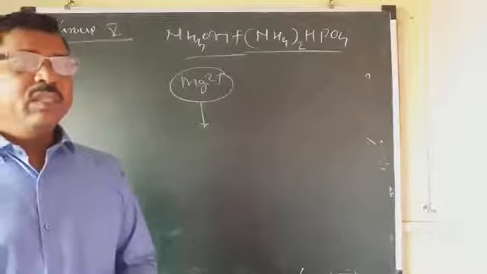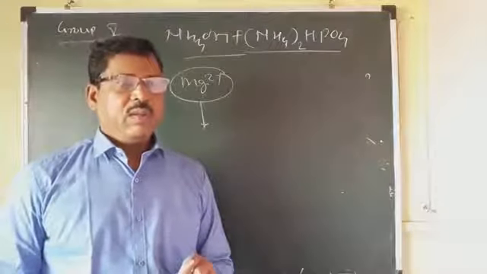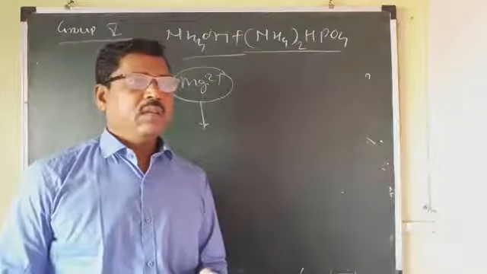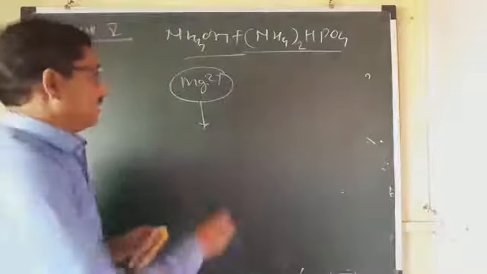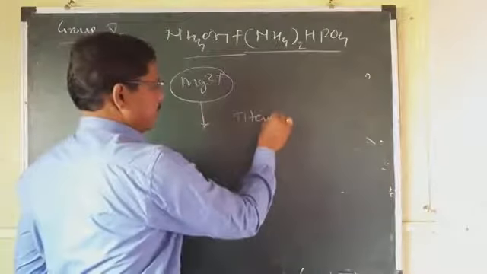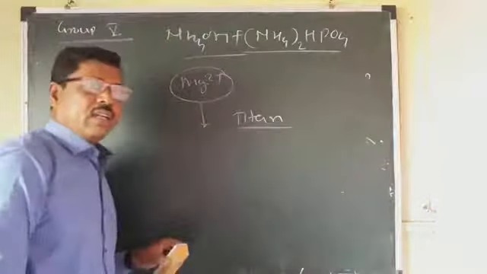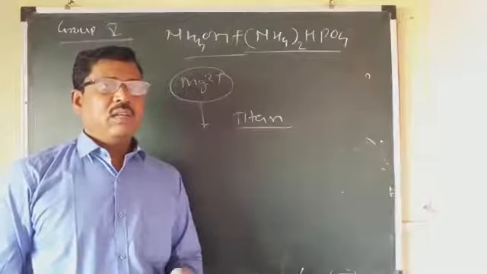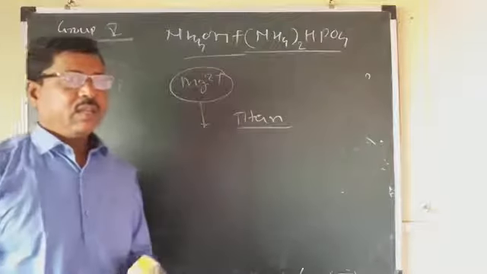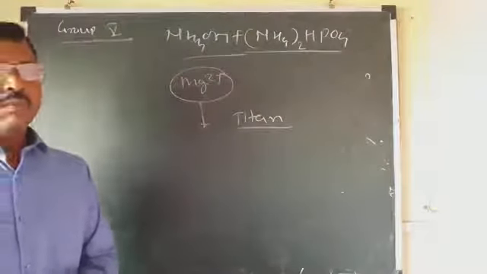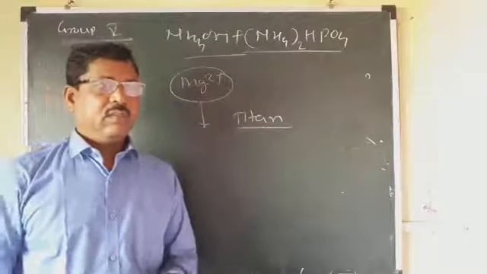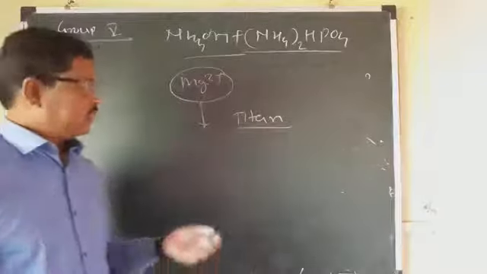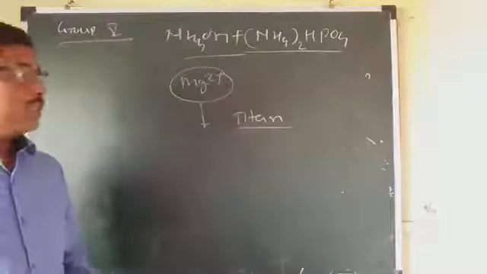Again, one more test: 2 drops of solution in a test tube, 10% NaOH sodium hydroxide solution, and Titan yellow reagent, an organic reagent. Centrifuge it, and a red PPT or red color is obtained, which indicates magnesium is present. This is the confirmatory test for magnesium.